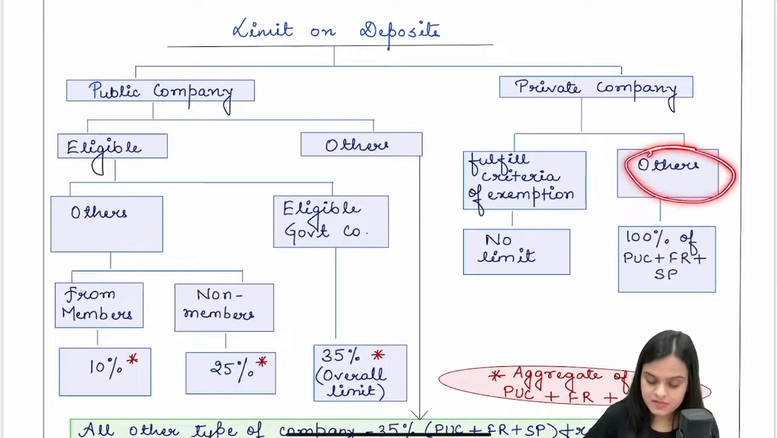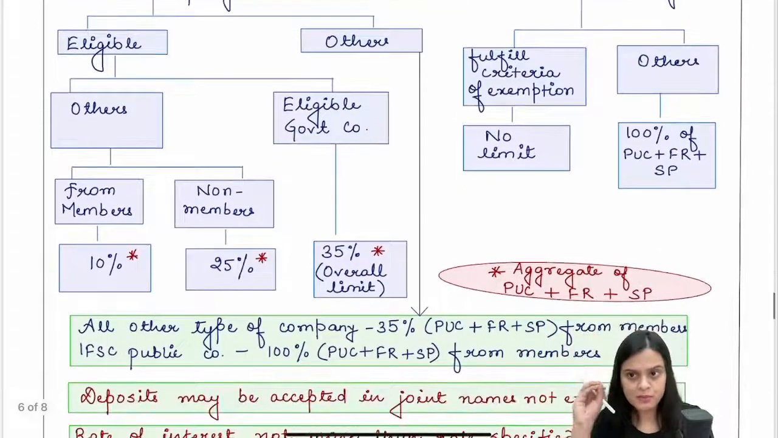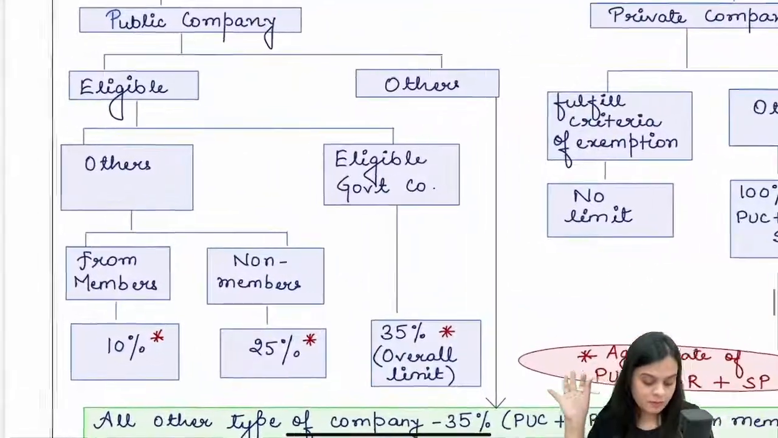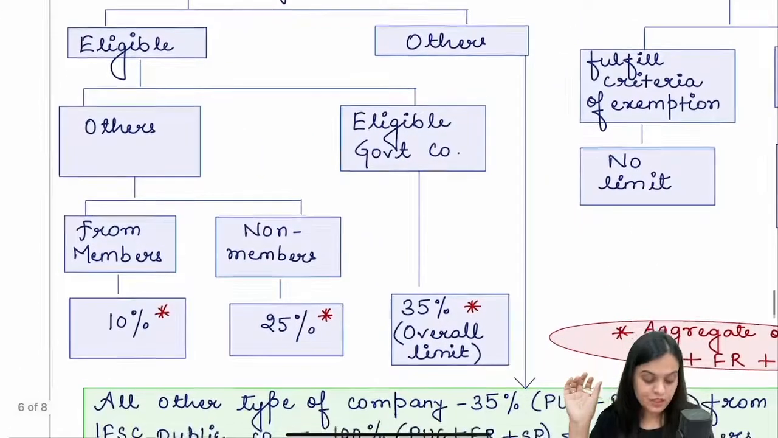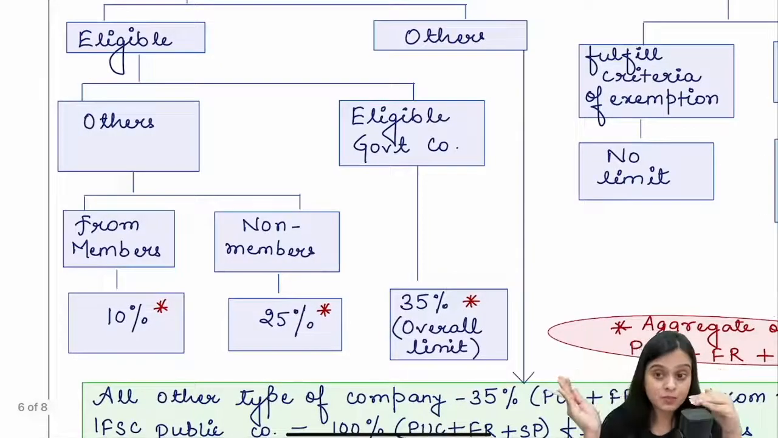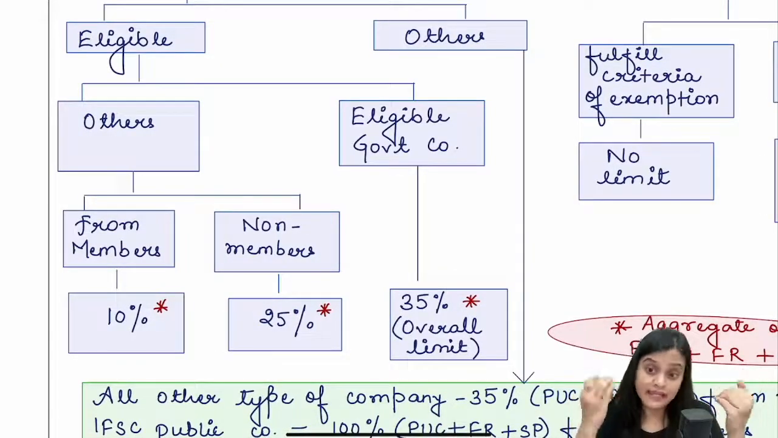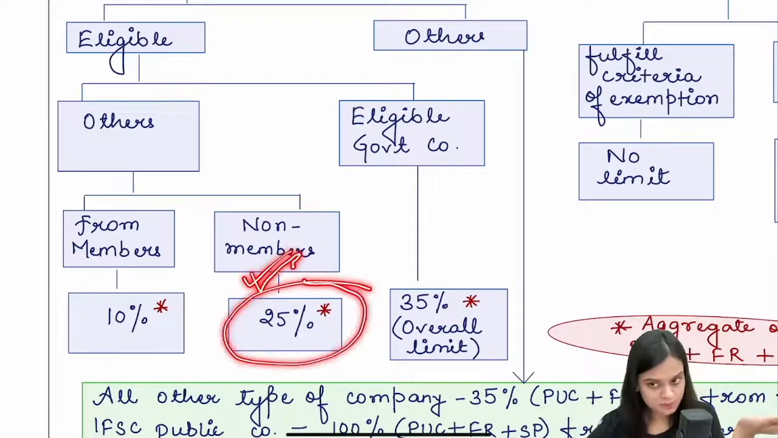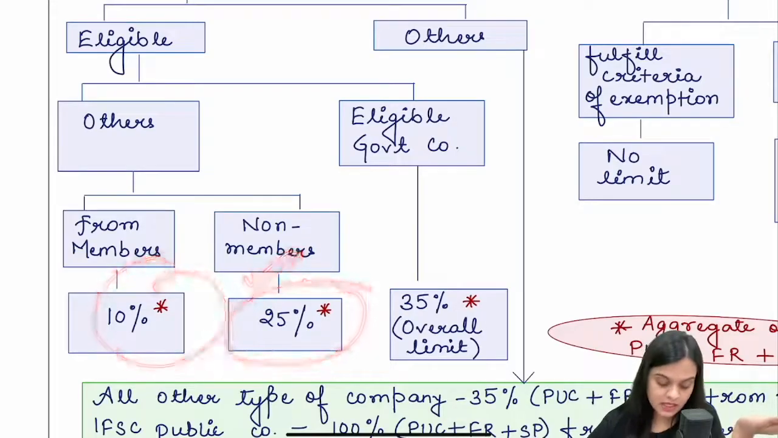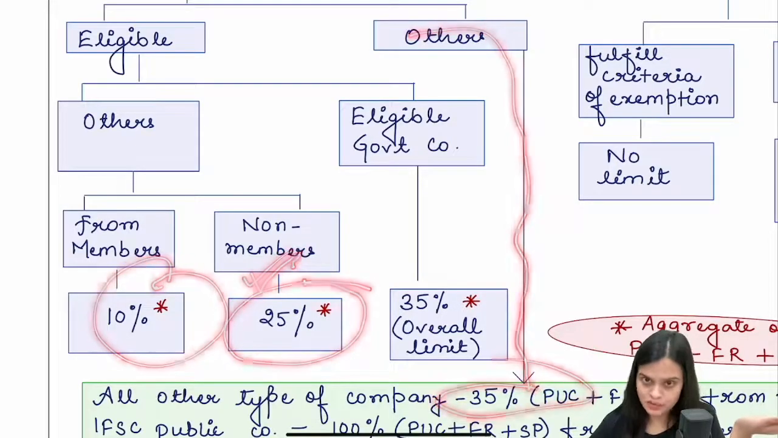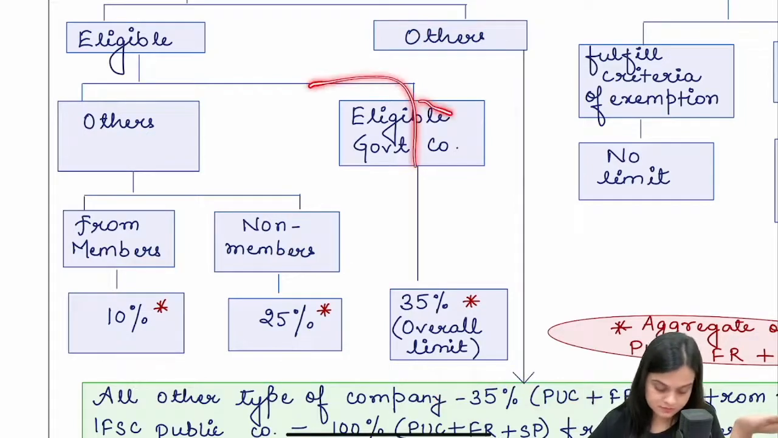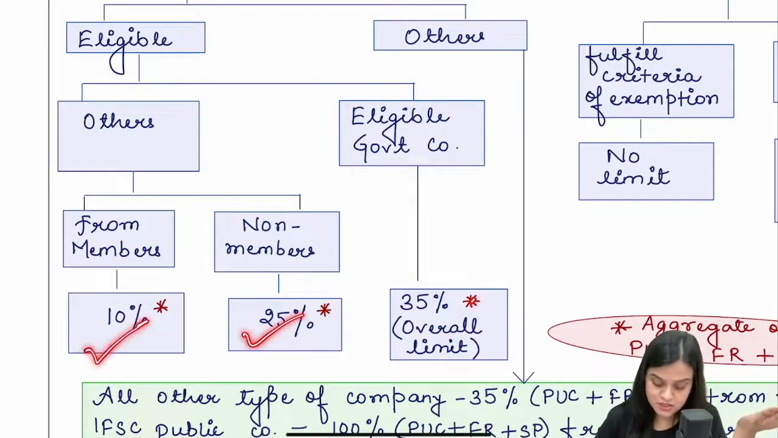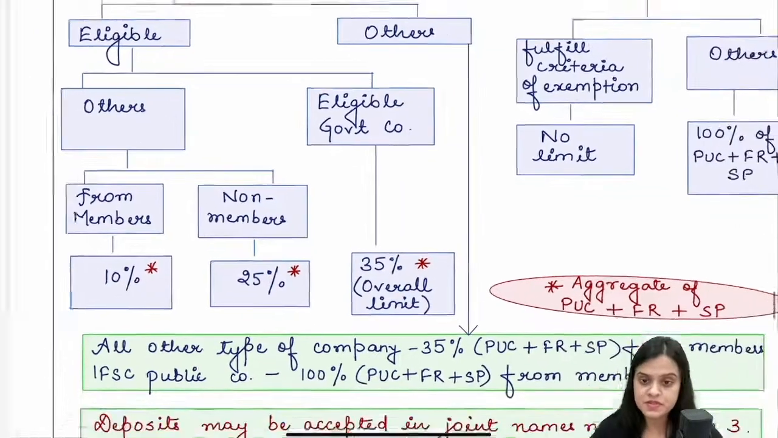And for other types of private companies, 100% of your paid up capital plus free reserves plus securities premium. For public companies, you have to check whether you are eligible or not. If you are an eligible company, then you can receive from non-members also. In that case, from non-members up to 25%, from members up to 10%. If you are not an eligible company, then you have an overall limit. Now, if you are an eligible government company, then also this bifurcation is not there. Then also you have an overall 35% limit.